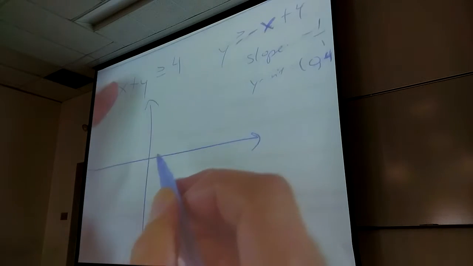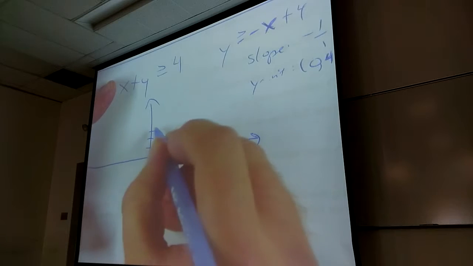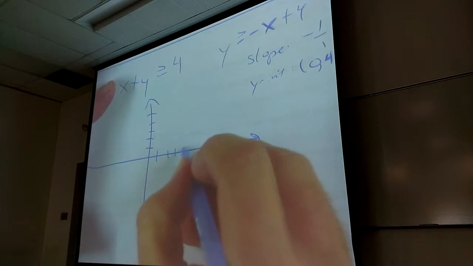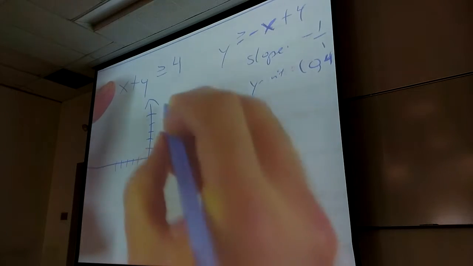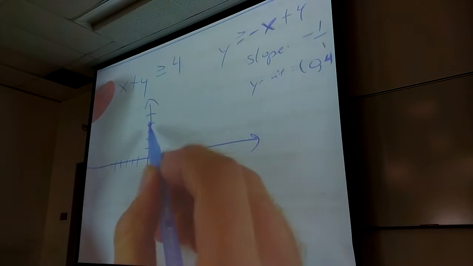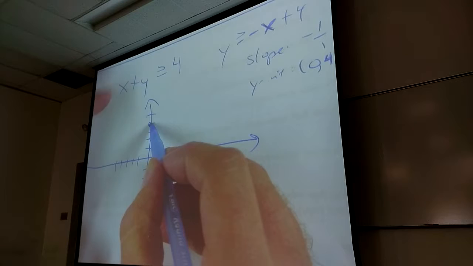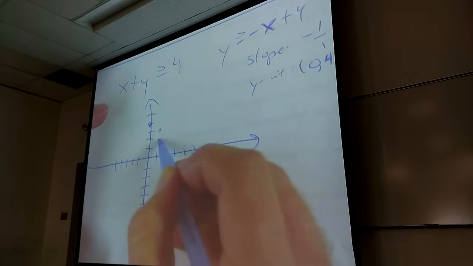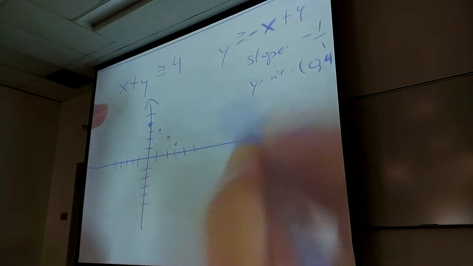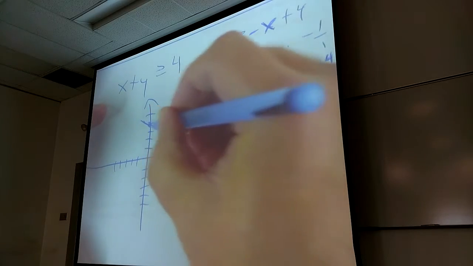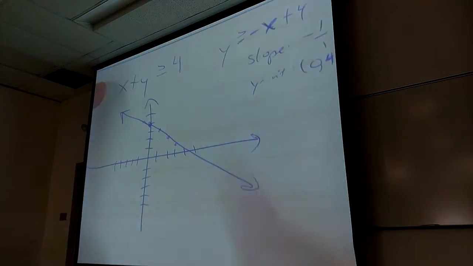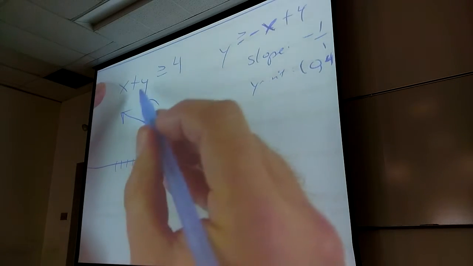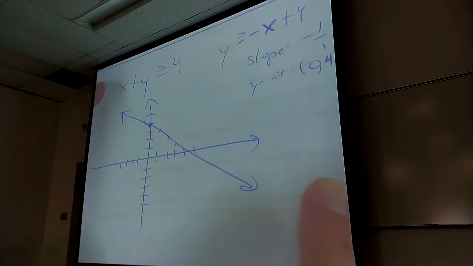Alright, so what do I plot? 0, 4 for the y-intercept. So 0, 4. And then from there I go down 1 over 1. Down 1 over 1. Okay, that's fine. So that would be the answer if this was x plus y equals 4. That would be the answer.